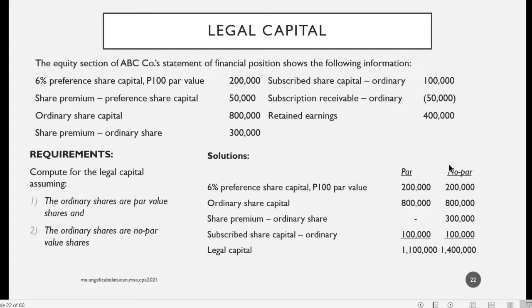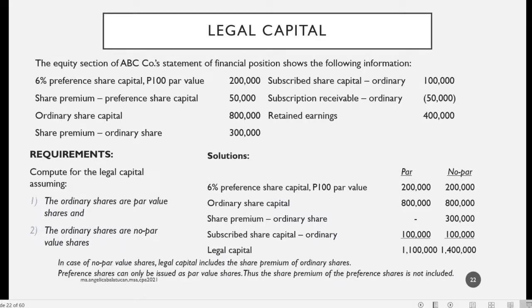For the no par value shares, the computation is equivalent to 1,400,000. So that's the sum of the par value of the preference share capital, the par value of the ordinary shares, and then we have the share premium on the ordinary shares, and the subscribed share capital. So the only difference between the two is the share premium for the ordinary shares. So in case of no par value shares, legal capital includes the share premium of the ordinary shares.